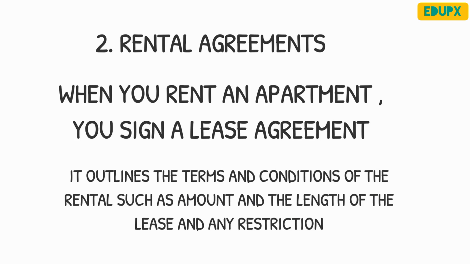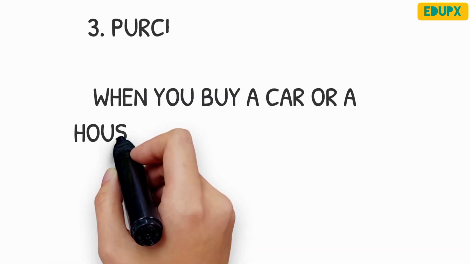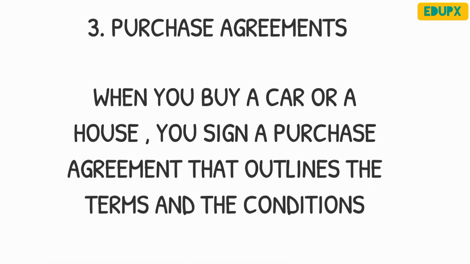When you rent an apartment, you sign a lease agreement that outlines the terms and conditions of the rental, such as the rent amount, the length of the lease, and any restrictions. 3. Purchase agreements. When you buy a car or a house, you sign a purchase agreement that outlines the terms and conditions of the sale, such as the purchase price and any warranties.